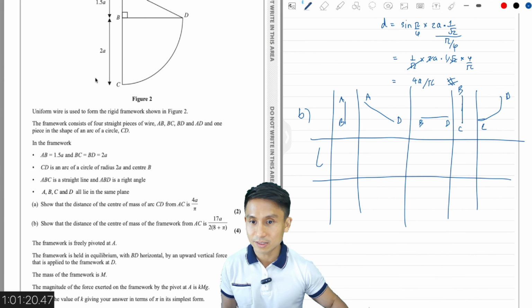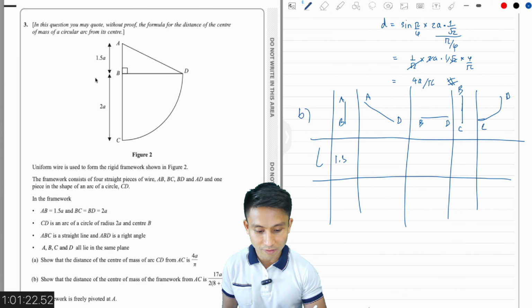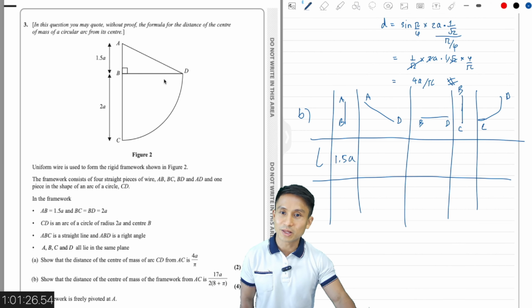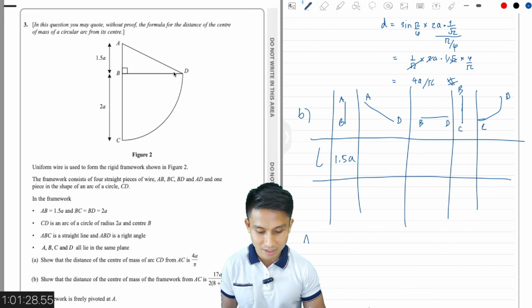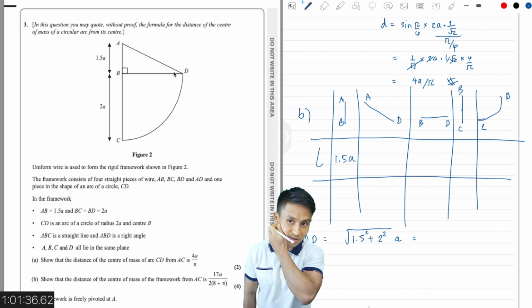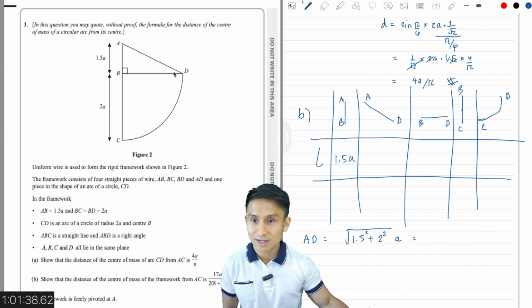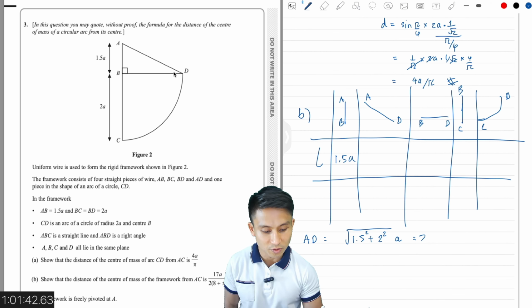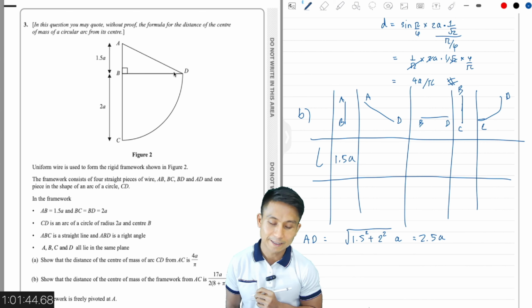So AB is 1.5a. AD, we need to do Pythagoras, right? So AD is the square root of 1.5 squared plus 2 squared, with the a there because they're both a. Anyway, so we can just take it like that. So what is this? 2.5, right? 3 and 4, yeah, 2.5 if you do Pythagoras there.